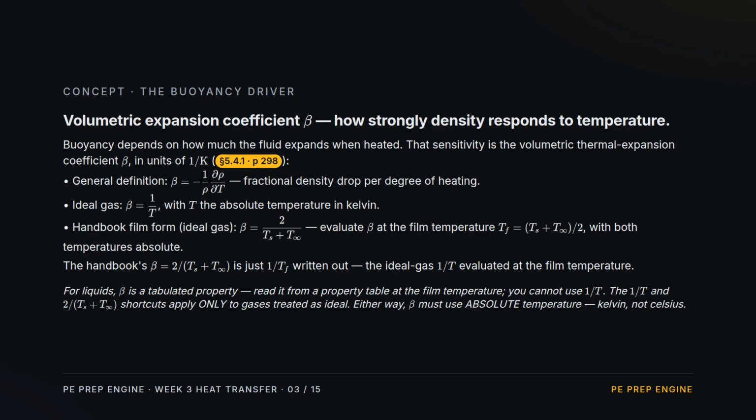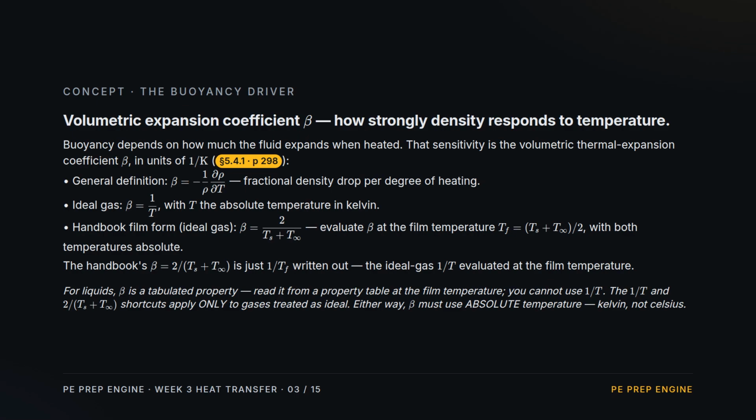Buoyancy strength depends on how much the fluid expands when heated. That sensitivity is the volumetric thermal expansion coefficient, beta, in units of 1/Kelvin, the fractional density drop per degree. For an ideal gas, it collapses to beta equals 1/T, with T absolute in Kelvin. The Handbook writes it as 2 over the quantity T surface plus T infinity, just 1 over the film temperature.